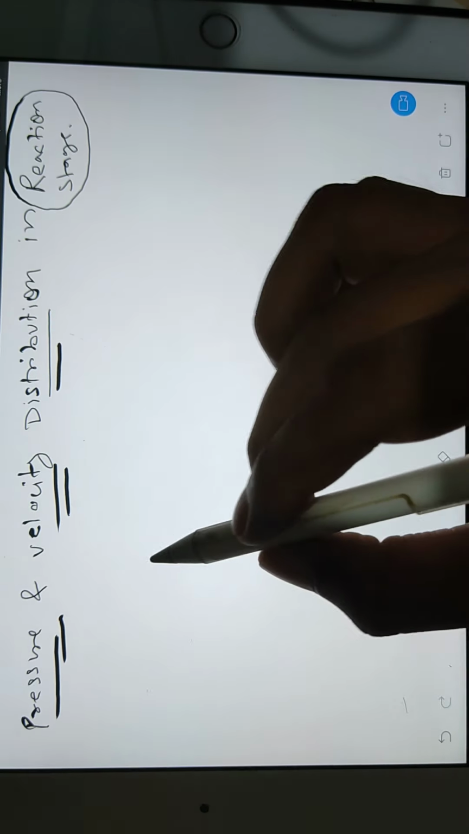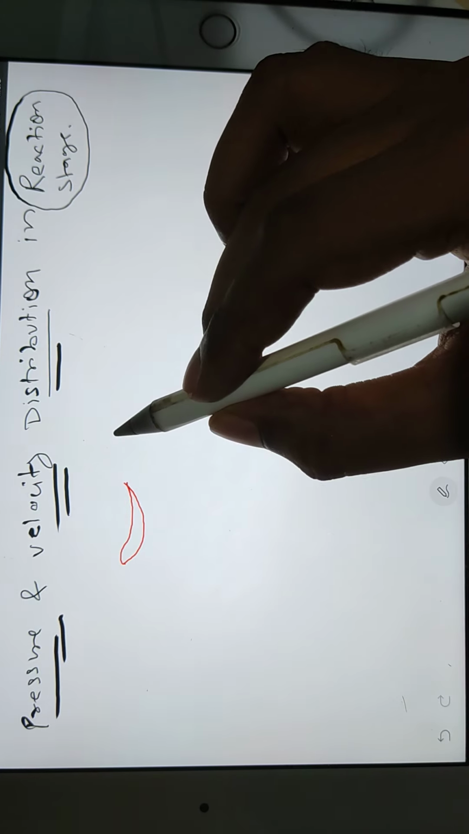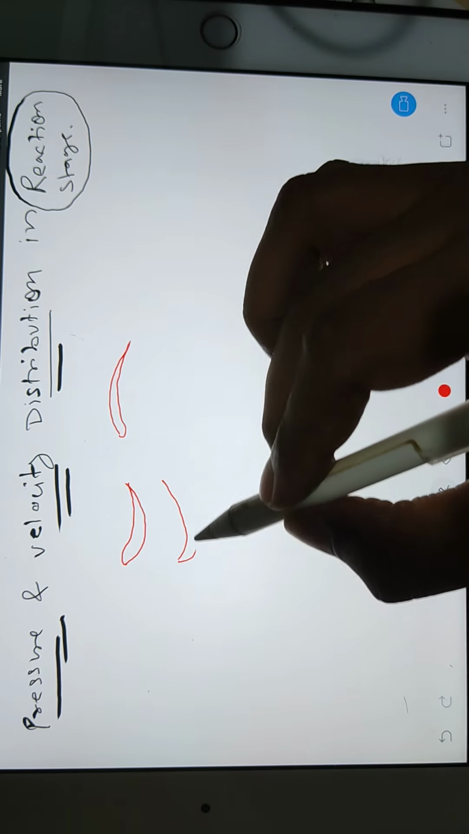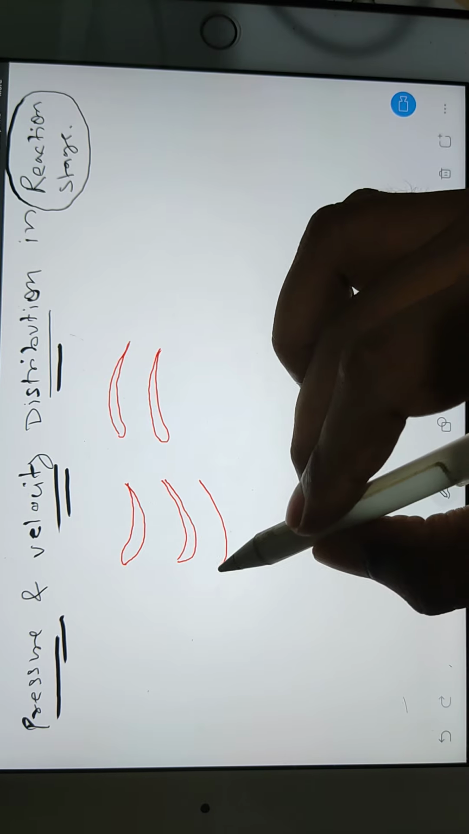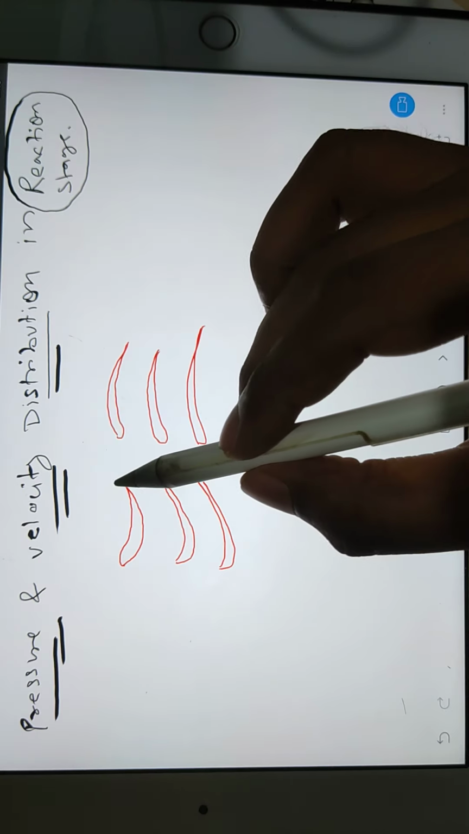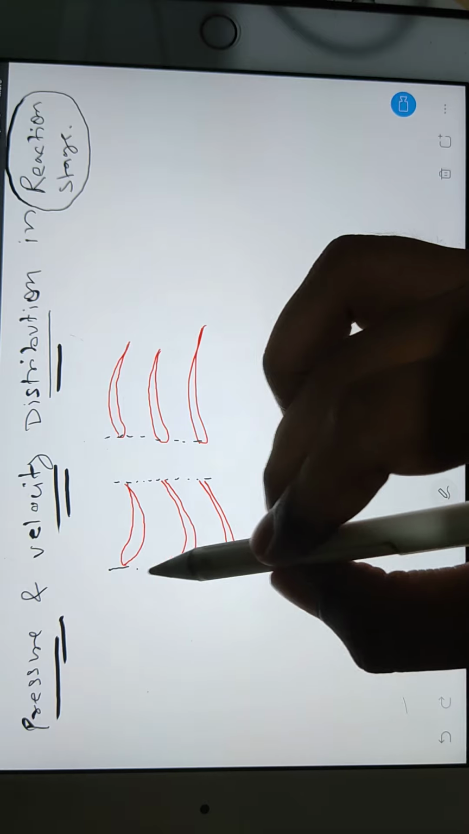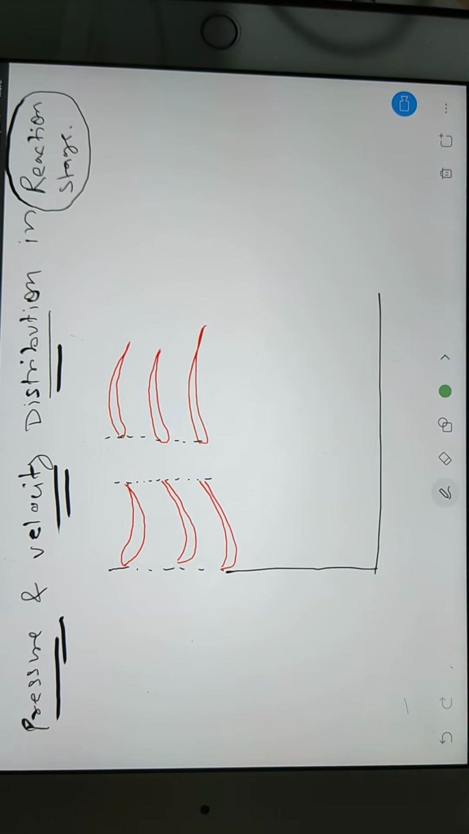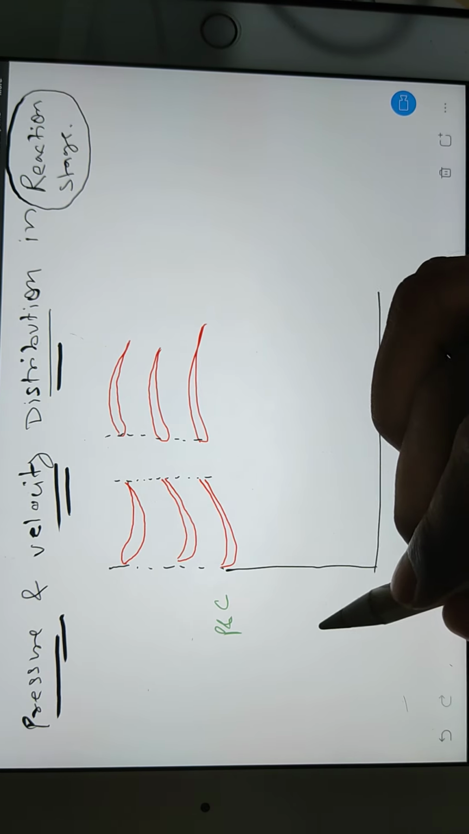Again, almost similar diagram. You draw one stator blade, and then you draw rotor blade, then again you draw stator blade, then again rotor blade, then again stator blade, again rotor blade. Okay, this much is enough. After that, you see like this. Then here we will see the variation. Pressure and absolute velocity we will discuss in this diagram.